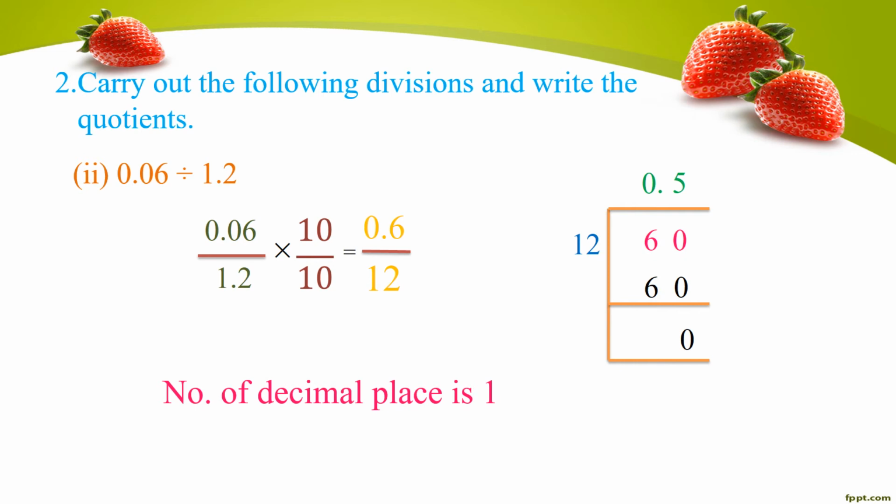Yes, of course. We have ignored the decimal point. So, the number of decimal places in the dividend is 1. So, we have to shift 1 place from right to left in the quotient. Now the quotient is 0.5. We have to shift the decimal point one step to the left side. On doing so, we get 0.06 divided by 1.2 is equal to 0.05.